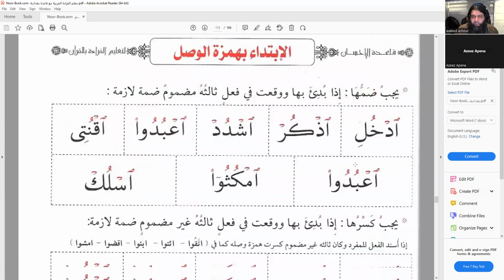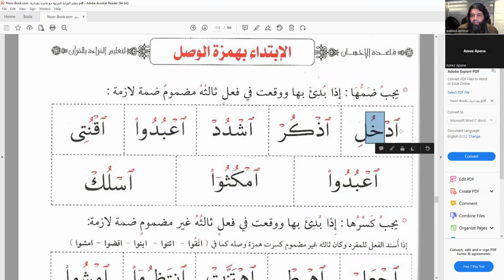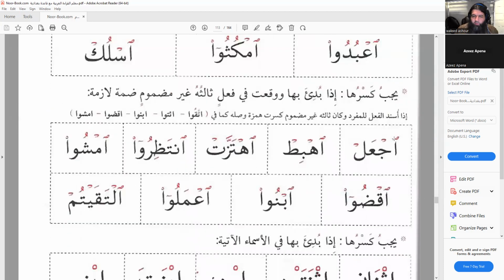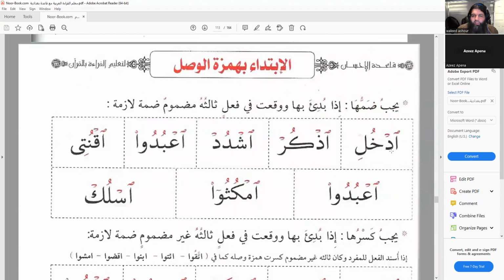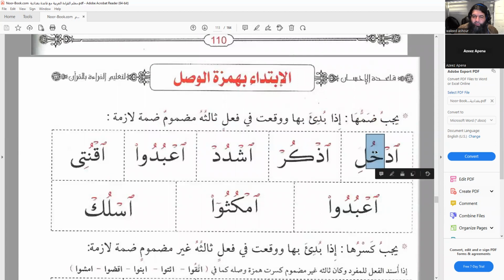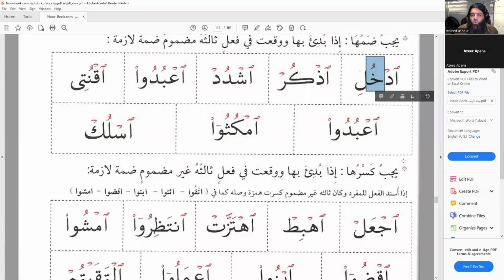The second rule is, if you're not connecting it with anything, and the third letter has a dhamma, like this dhamma of the kha, then the hamzatul wasl will say oo. So this will say udkhuli, udhkur, ushdud, u'budu, uqnuti, and so on. So that's the second rule. First rule is if you connect it with anything, then it doesn't make a sound. The second rule is if the third letter has a dhamma, then it's going to say oo.